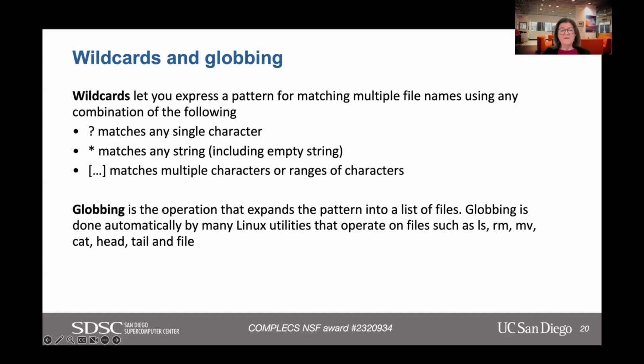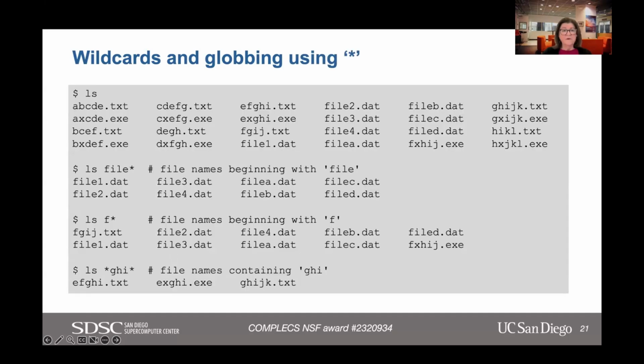And anyway, globbing is this operation that expands a pattern to a list of files. It's done automatically by many Linux utilities, and it can operate on files using commands such as ls, rm, mv, cat, head, tail and file. So here we have an example of many files inside the directory. We have different names. Some are text, some are executable, and they begin with different letters, and they're all about the same length, but that's not really a pertinent fact.